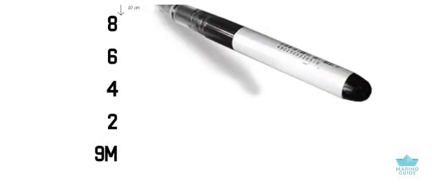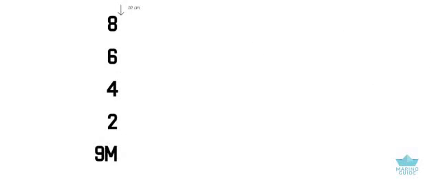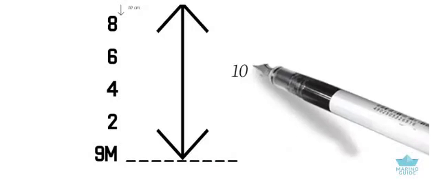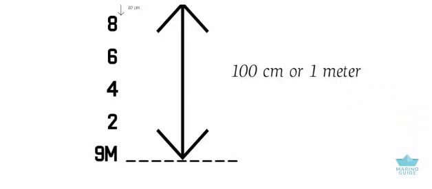So from this point up to this point, this is equal to 100 centimeters or 1 meter. Now that we know the measurement of each symbol in the draft, let us have a practice in draft reading.